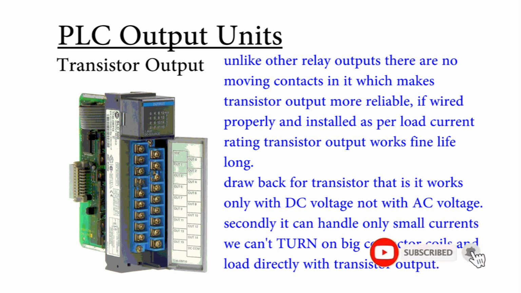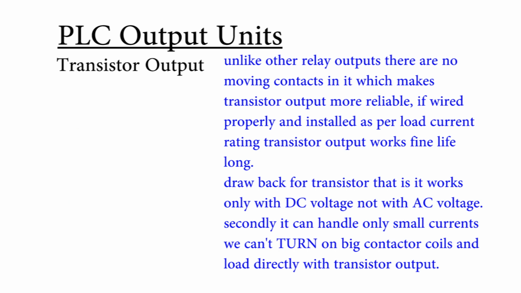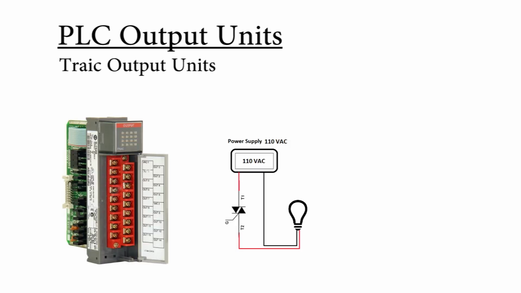A drawback of the transistor is that it can only work with DC currents, not with AC currents. Secondly, it can handle only small currents and we cannot turn on big contactor coils and loads directly with the transistor output. In order to drive loads with higher currents, we have to install some relays with these transistors. TRIAC output can be used to control AC loads only.